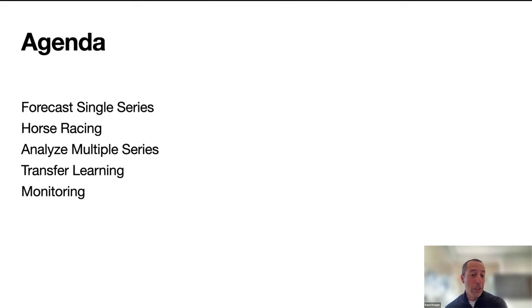So without further ado, let's talk about the agenda for today. We start with talking about what is forecasting, like what is the forecasting process and how traditionally you would forecast a single time series and the downside of this process. And then we talk about different approaches for scaling. And we talk about the horse racing. We're going to talk about how to analyze multiple time series and some approaches for transfer learning. And last but not least, we're going to talk about monitoring time series data.